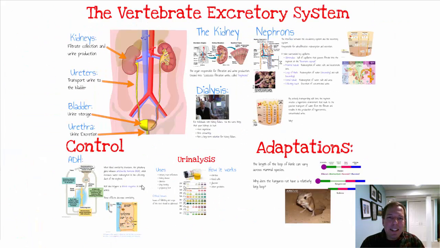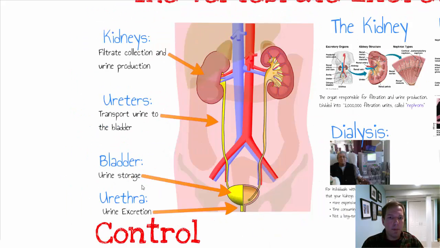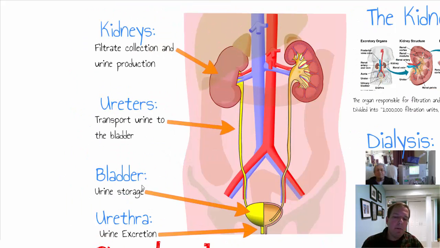So as we look specifically at the vertebrate excretory system, using the humans as a more specific model, we have four main parts to the human excretory system. It starts with the kidneys. You have two kidneys located more to the dorsal side, meaning closer to the back, just above the waist. This is going to be where the filtrate is collected and the urine is produced.